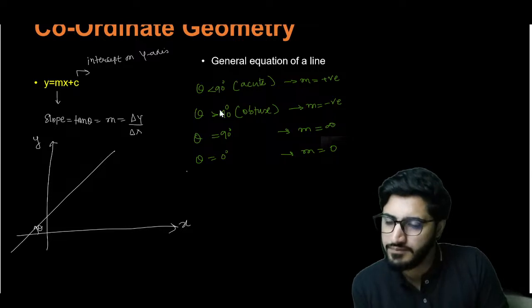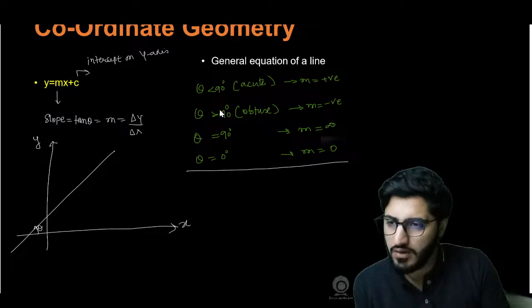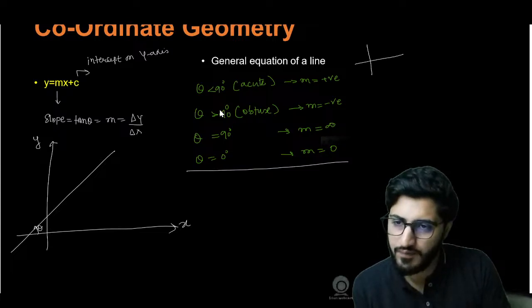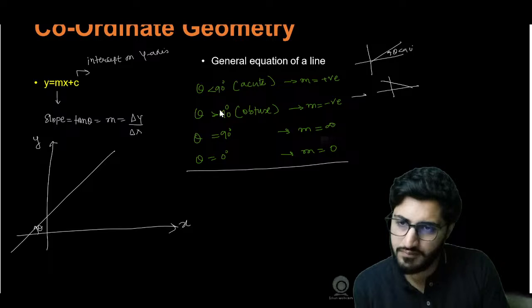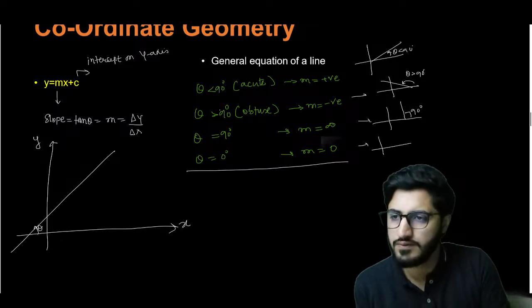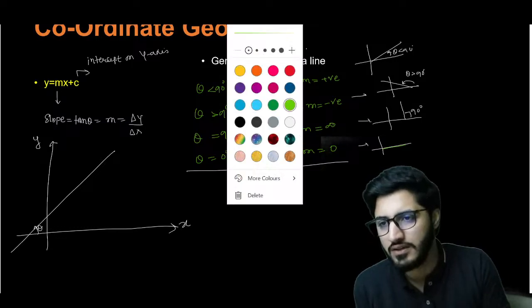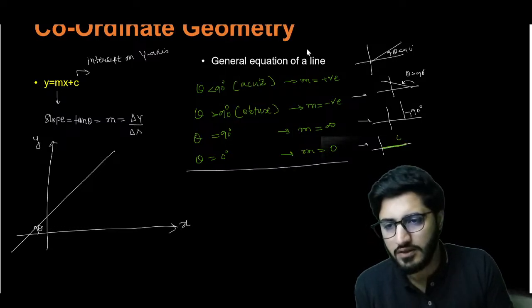Now look, acute means like this. This one will be acute. Theta is less than 90. Obtuse. Theta is greater than 90 degrees. This one. Just 90. This one, on this line. Okay. Here, theta is 0 degrees.